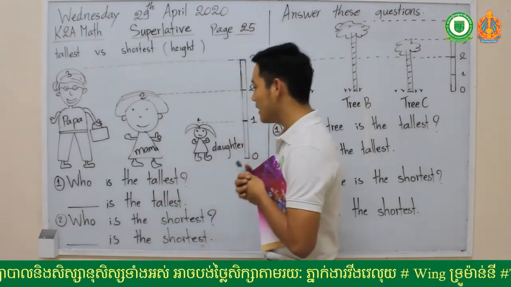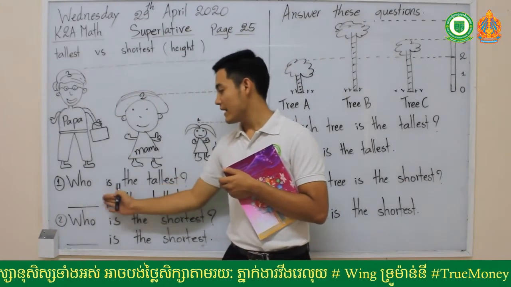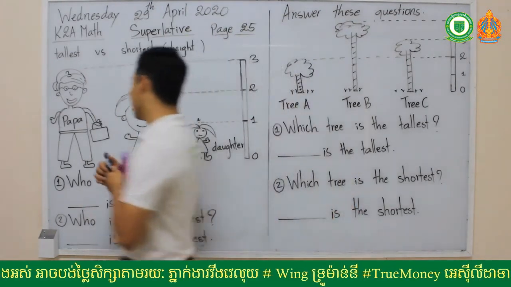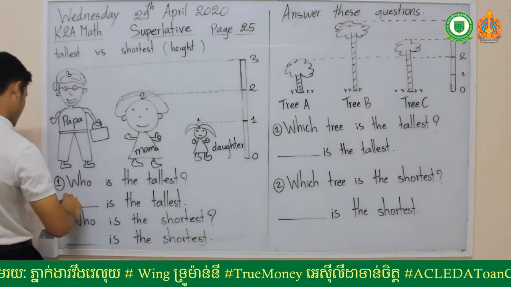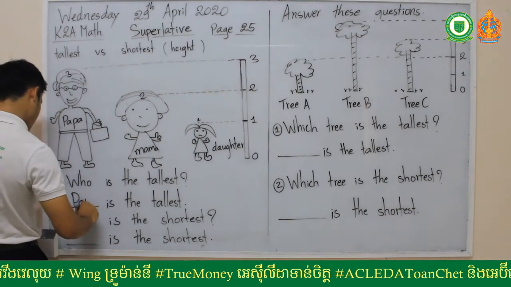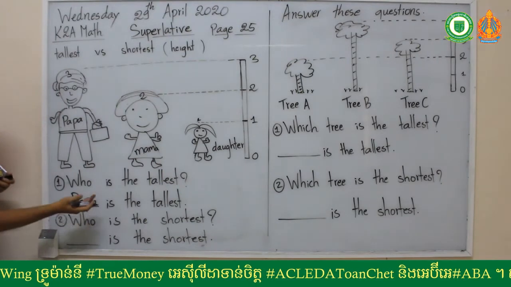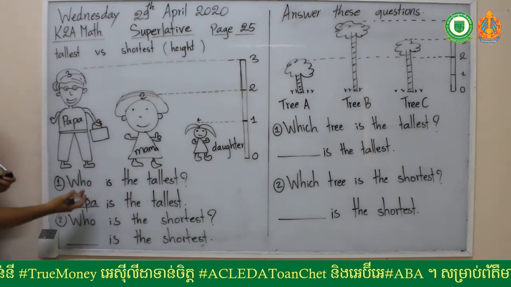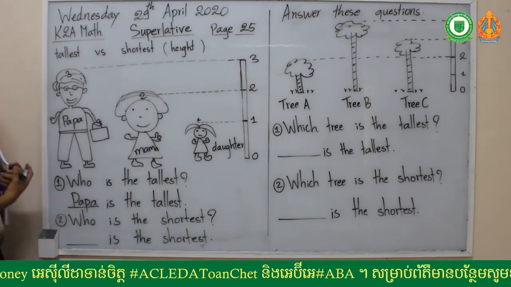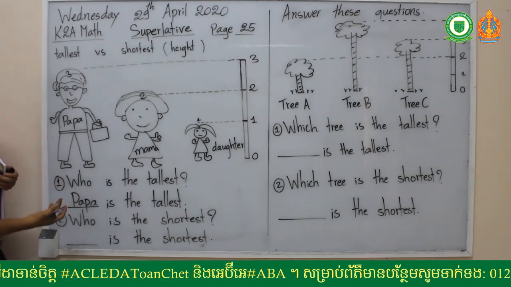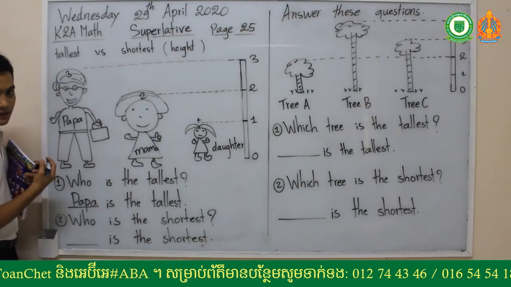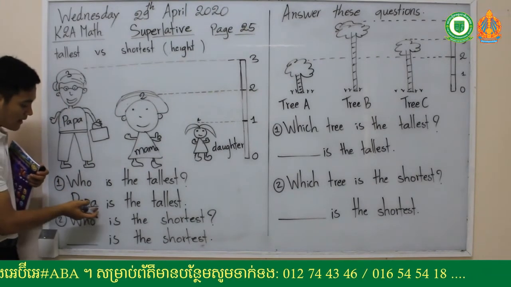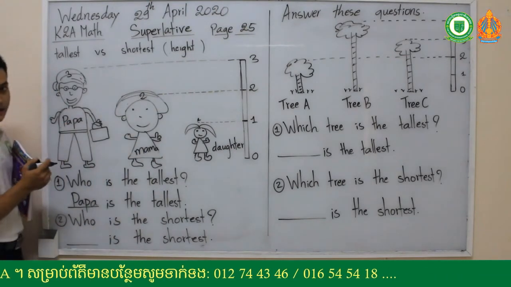So right here, you can complete it. Who is the tallest? So the answer is papa. So you write here: Papa is the tallest. Papa is the tallest person. Okay? So read this question. Who is the tallest? Papa is the tallest.